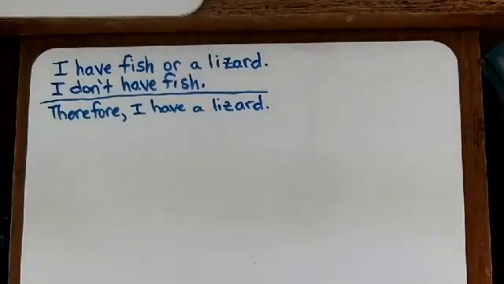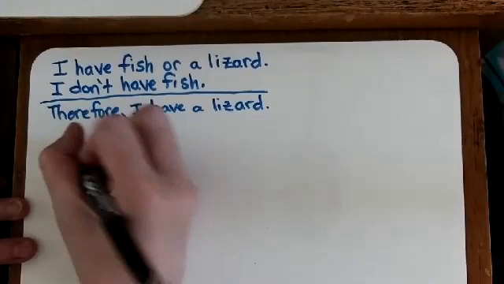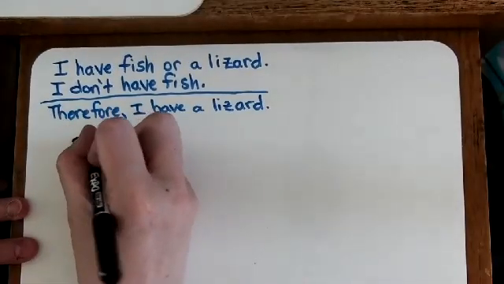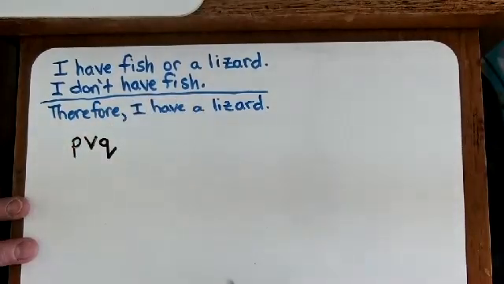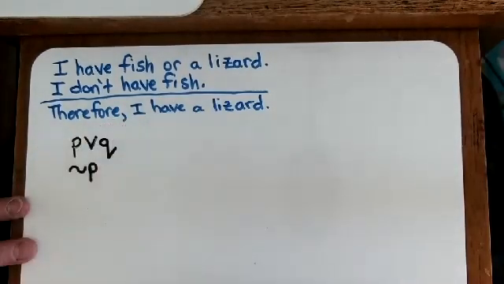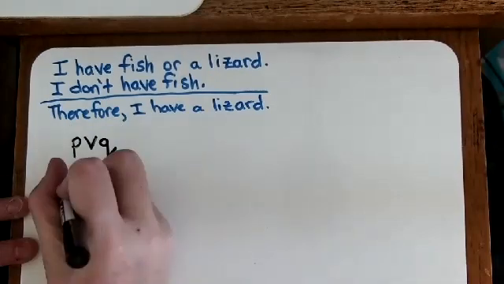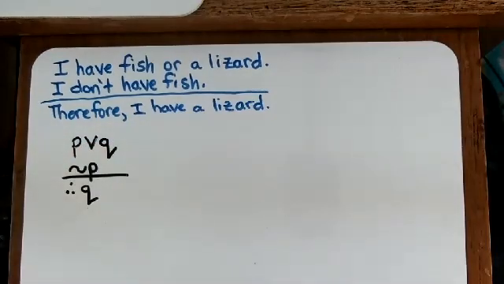Here we have the argument: I have a fish or a lizard. I don't have a fish, therefore I have a lizard. Let's first write this in symbolic form, where I have a fish would be P. We have the or. I have a lizard would be Q. Our second premise is I don't have a fish, so not P. Therefore, I have a lizard, Q. Symbolically, this is what our argument looks like.